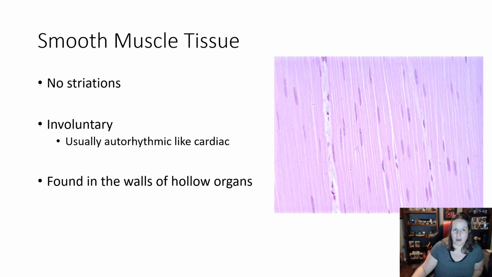Now, lastly, we have our smooth muscle tissue. And as you can see, there are no stripes, no striations. It's not that they don't have the same contractile elements. They do. Same ones as skeletal and cardiac. The major difference is they're oriented differently, so that's why we don't see those stripes.